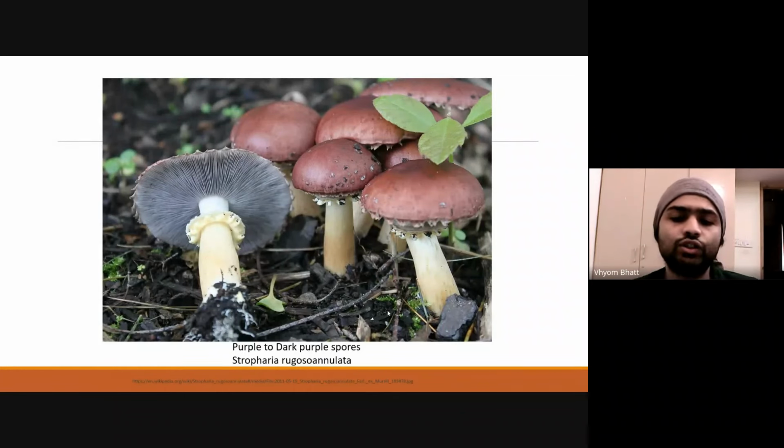Then you have the king stropharia, or the wine caps. Recently, someone shared a picture of this from Himachal Pradesh. They have purple spores. Very strikingly, you can figure out wine cap, but spore color is also important.